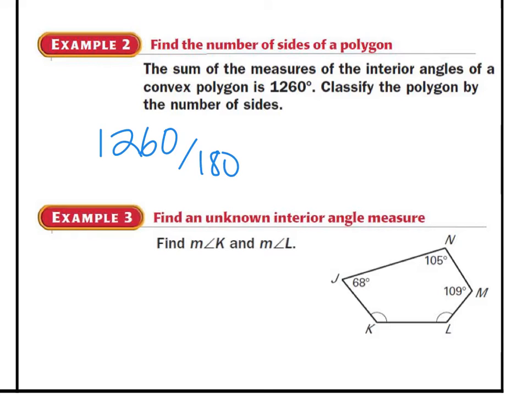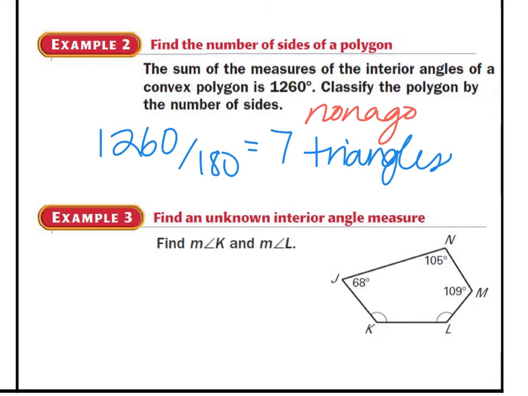Which means that there's, I don't remember what this one is. 7 triangles. If there's 7 triangles in the shape, add 2, you know it has 9 sides. Do you remember what the name of that is? A nonagon. Because it has 9 sides.